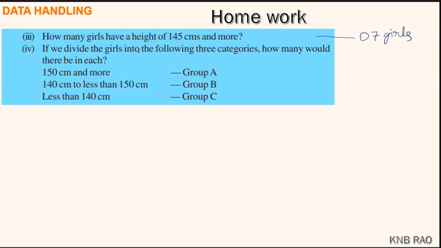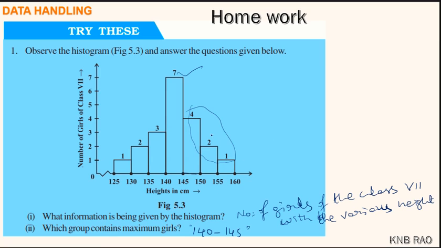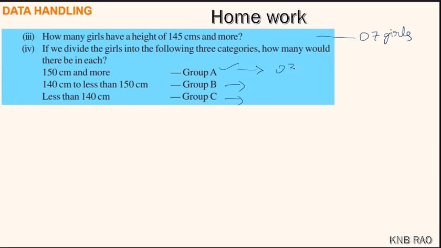If we divide the girls into the following 3 categories, how many would there be in each group? 150 centimeters and above as group A, 140 centimeters to 150 centimeters as group B, and below 140 centimeters as group C. So 150 and above will be this group: 2 plus 1, it is 3 members. We have got 3 girls here.